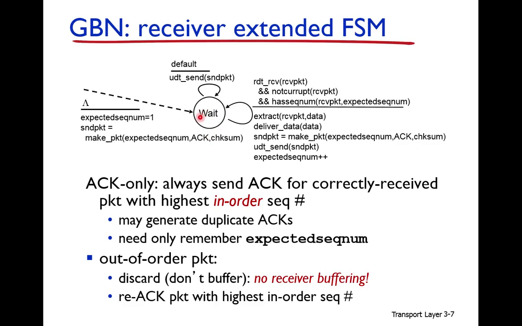So if the receiver has correctly received packets 1, 2, 3, 4, and then receives packet number 6, packet number 5 is missing, so packet number 6 will be discarded and acknowledgement number 4 will be sent. That is, packets up to number 4 have been received. Out-of-order packets that are received are discarded, so no receiving buffer is required, and the receiver re-acknowledges the packet with the highest in-order sequence number.